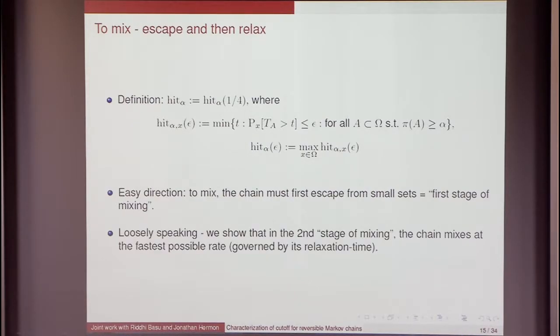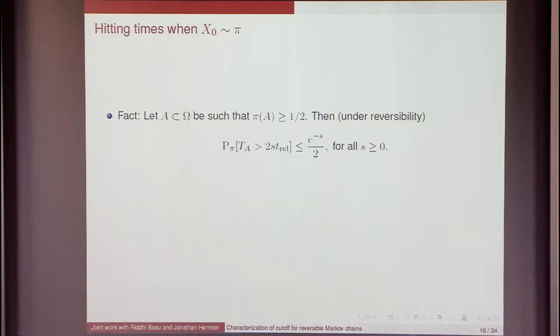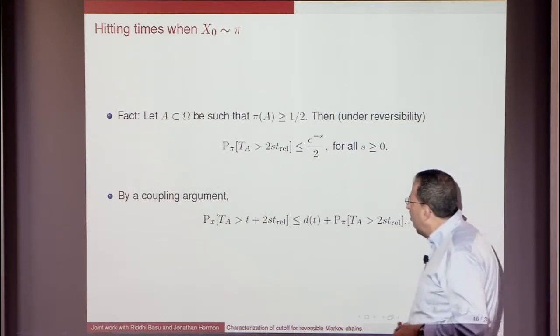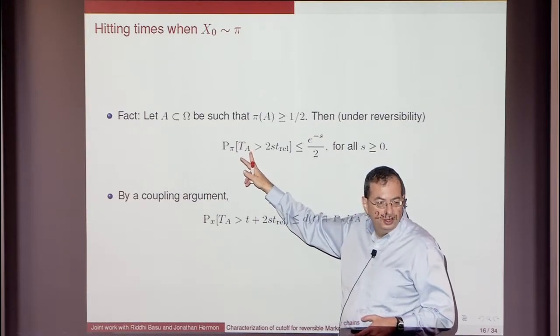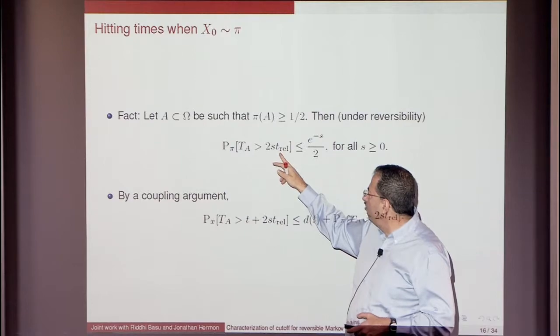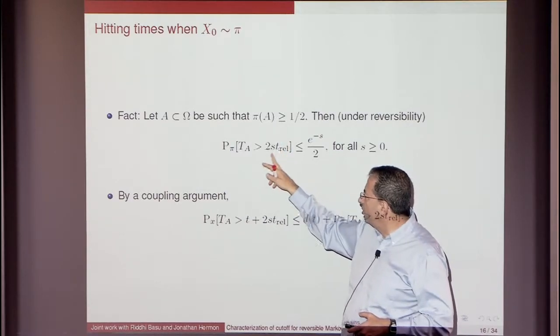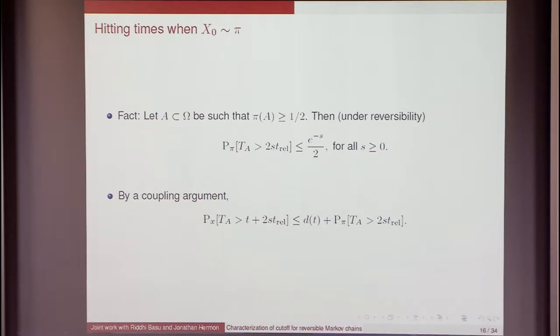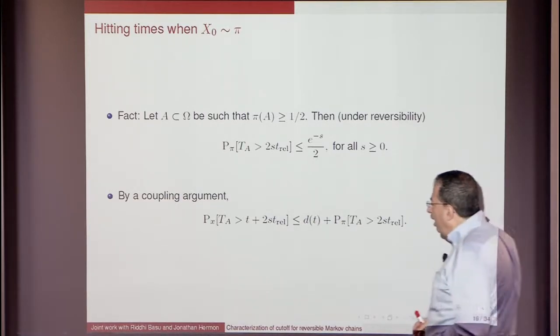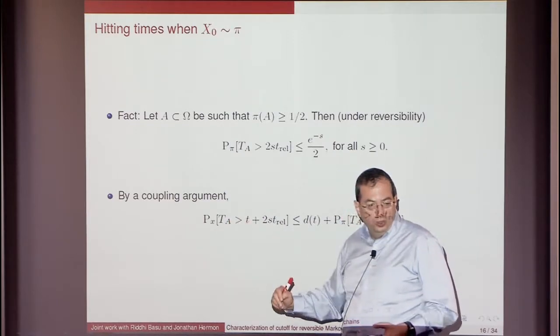Okay, so let's see. There's an easy spectral argument that says that if you start in stationarity and you want to hit a large set, then it's controlled by the relaxation time. So you get a bound which is exponential: the probability you take s times the relaxation time decays exponentially in s. But that's when you start at stationarity. But this allows you to easily control hitting times by mixing times.